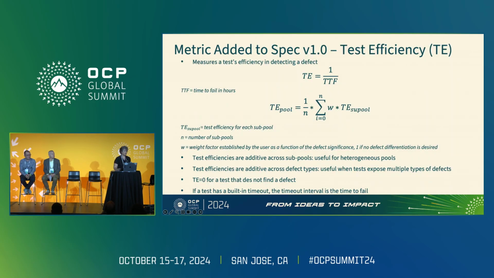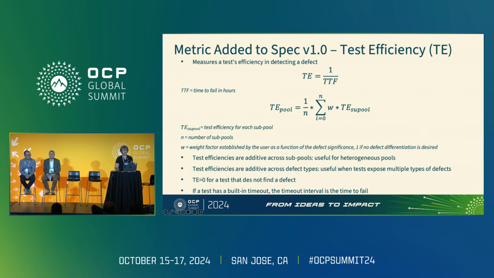Our metric, as mentioned, is the test efficiency. It's a fairly simple metric. It's the inverse of time to fail. It has additive capabilities because, as we know, in a data center, we have different types of hardware, different types of SKUs. We may even have different types of software developments depending on the function that a different cluster has. So applying a one-size-fits-all for a metric like this may not be realistic. So then the hardware can be divided in subpools and the efficiency can be calculated for every subpool.